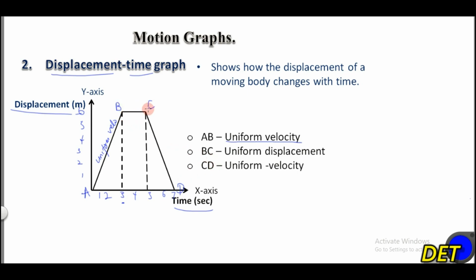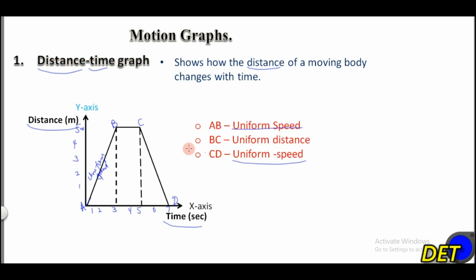Then B to C represents our uniform displacement. It means that from B to C, there is no change in displacement. The displacement is the same, but the time is changing, right? So it is 6 here, it is also 6 meters here. That is why it is uniform displacement. Also, in our distance time graph, B to C is uniform distance, because the distance is not changing. It is 5 at B, it is also 5 at C.